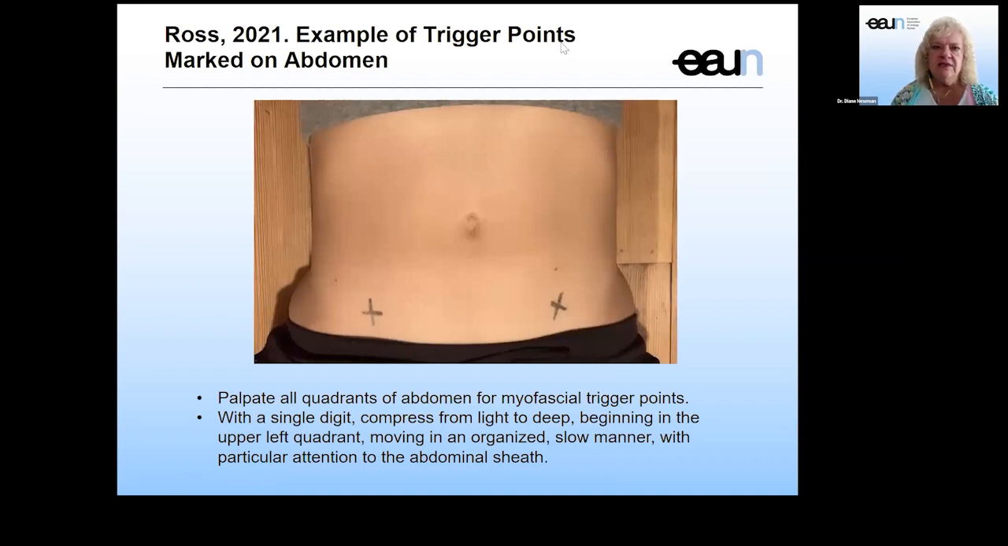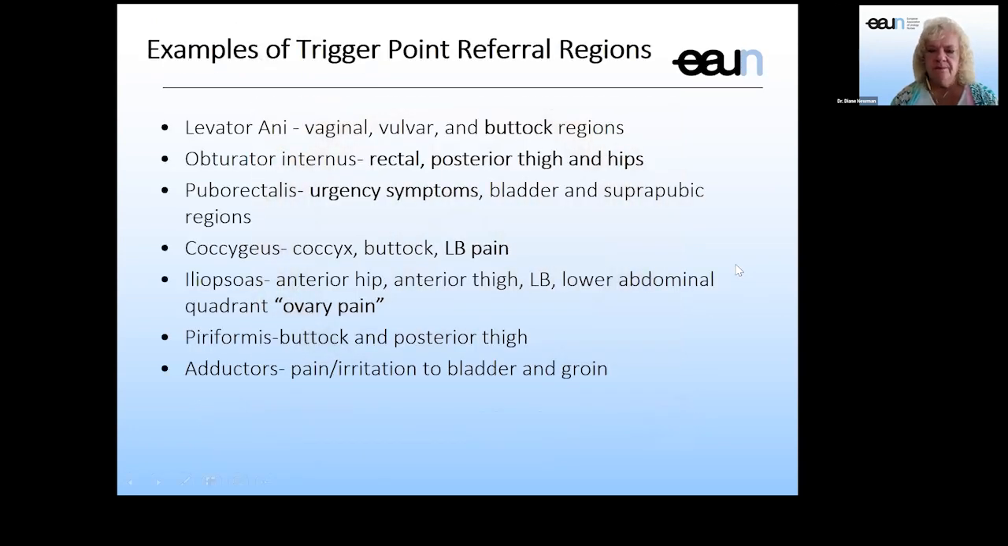Now, Ross has a nice publication where he talks about trigger points and puts markings on the abdomen. You want to palpate all 4 quadrants of the abdomen, but you tend to maybe feel pain in these areas. And you may want to mark and have the patient say, this is where, with deep palpation, the pain was. So you want to slowly do that assessment around the abdomen.